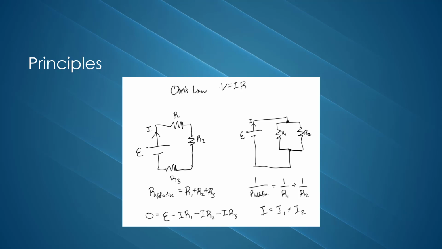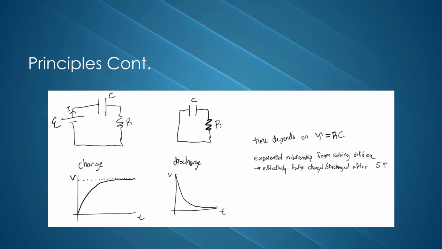And then the loop rule states that if you go in a loop, the sum of all the voltage differences must equal 0. And for the current, if you have one wire branching out into two, the current of the two branches must add up to equal the original. Here you can see the exponential rate of a capacitor charging or discharging, and the amount of time it takes to fully charge or discharge will depend on the resistance and the capacitance.